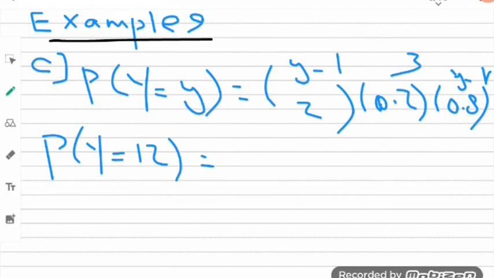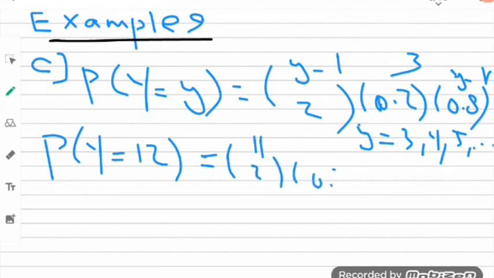Of course, we have to add the domain of the random variable, y equal to 3, 4, 5, and so on, and here y has infinite but countable values. So the probability of y equal 12 will substitute in this formula by y equal 12. So this will compute as 11 choose 2 times 0.2 to the power 3.